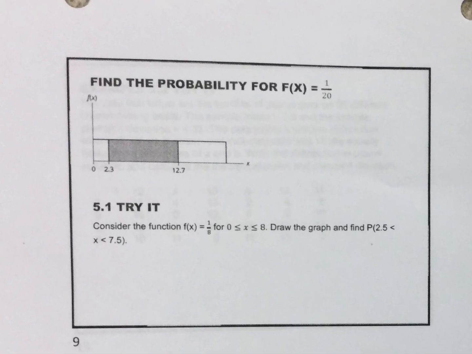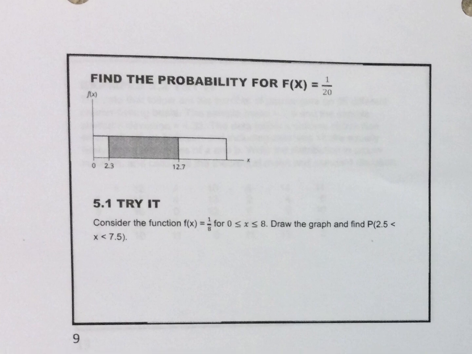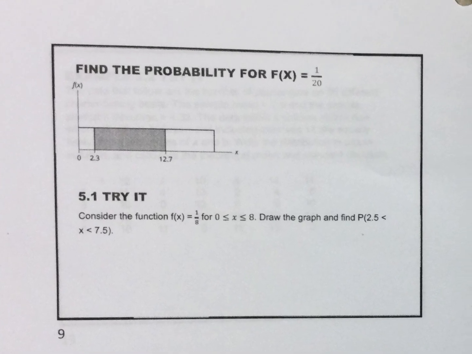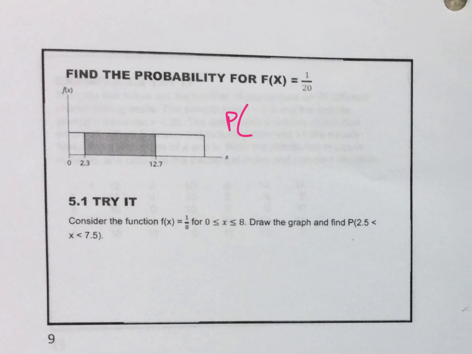One more. Find the probability for f of x equals 1/20. All right, so we are going to look at the probability that x is between 2.3 and 12.7. And we get, what's the width there? The width is 10.4 right here.